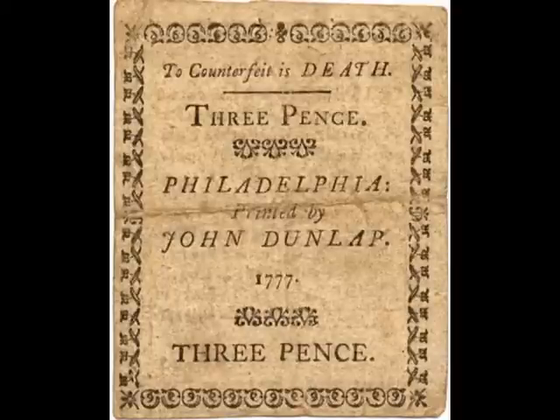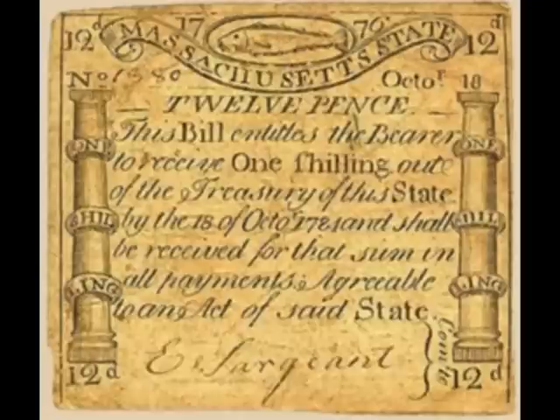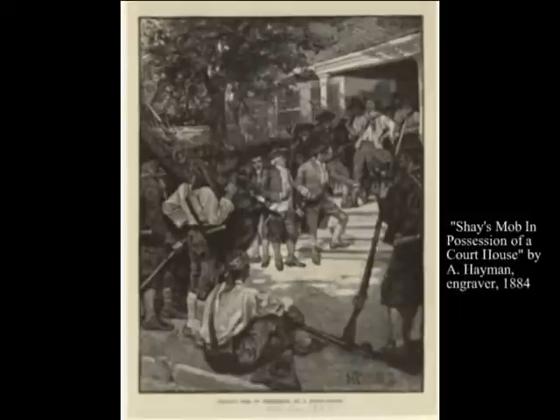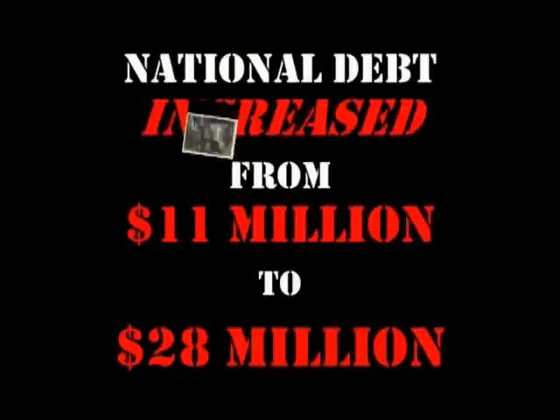Each of the states printed their own currency, some too much, some too little. Massachusetts' lack of paper money instigated Shays' Rebellion, whereas Rhode Island overprinted money until the value was worthless and scared creditors away. On top of the foreign war debts, the Continental Congress had created more debt through the printing of paper currency and sale of government bonds. The national debt grew from $11 million to $28 million by the end of the Confederation in 1789.